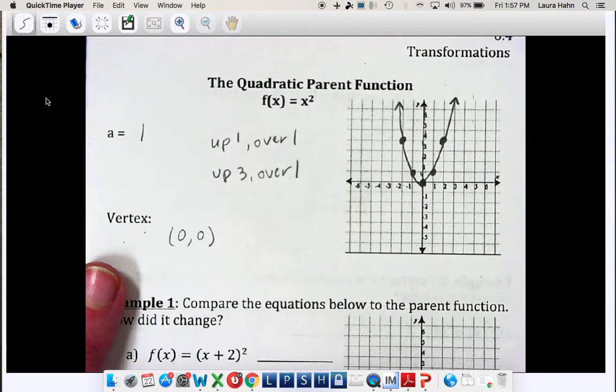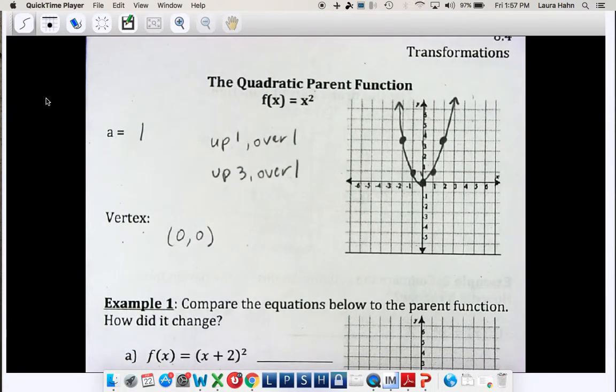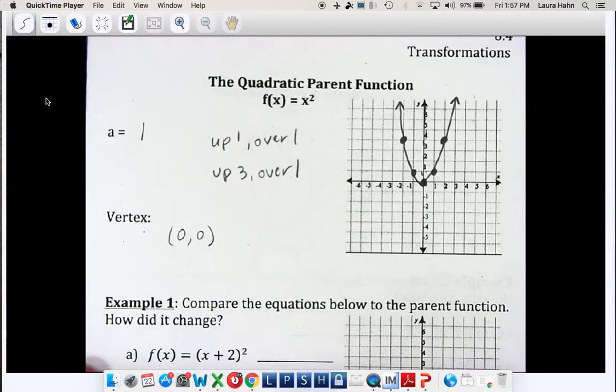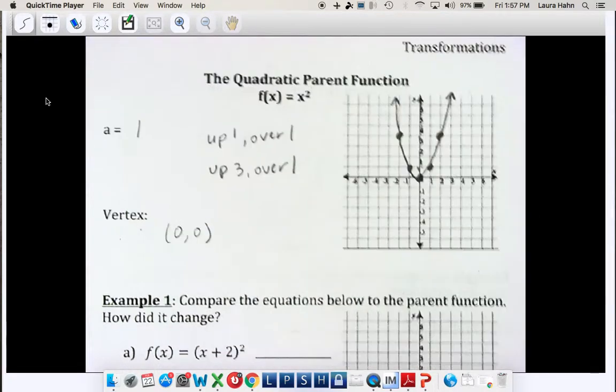And there it is. So that is our parent function. That is what we compare pretty much everything against, right? All of our other parabolas we're going to compare against the parent function. Okay, so we're going to compare on example 1 this new equation that it's giving to me in vertex form against this parent function.